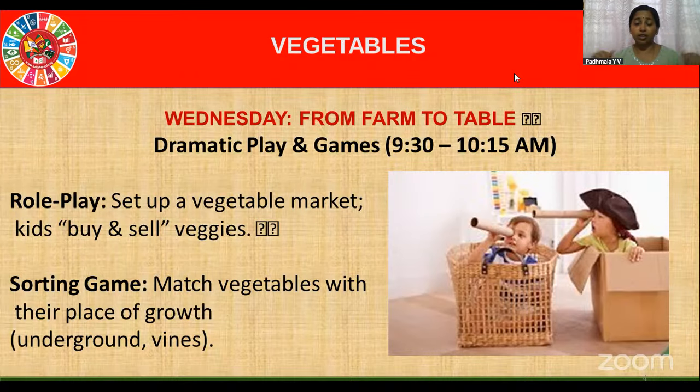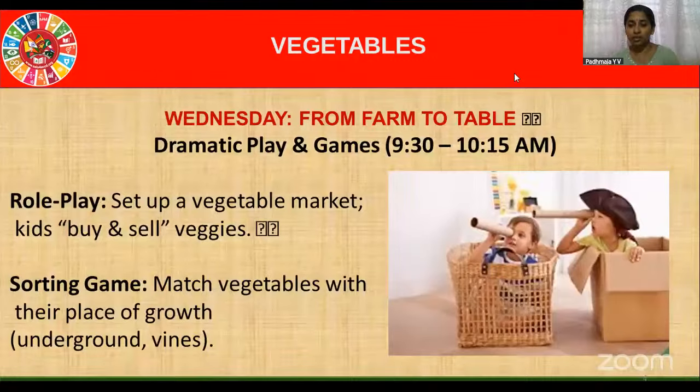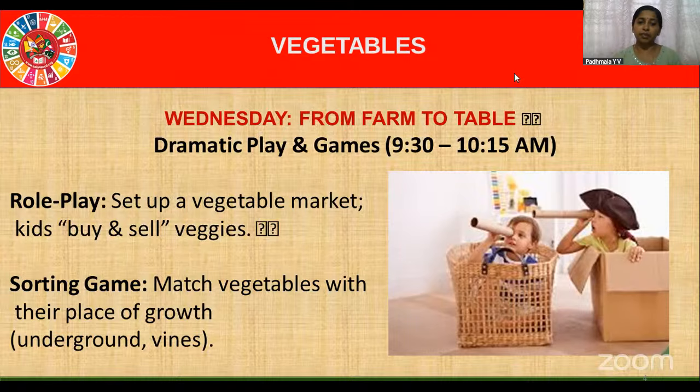Okay, then a sorting game can be done. On the first day also we did, but now on Wednesday, since we have talked about the root vegetable, stem vegetable, leafy vegetable, we can ask children to sort based on it: which will grow under the ground, which will grow on the stem. All this sorting of the vegetables can be done. Though it is the same game, we are doing it in a different way.